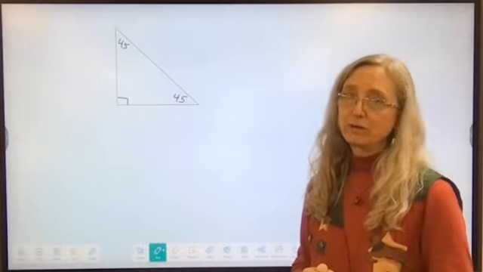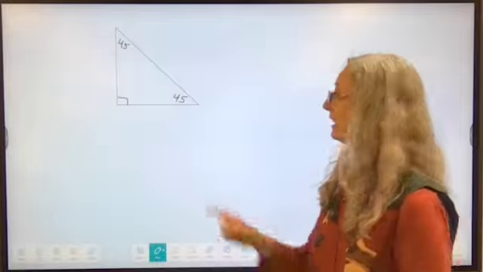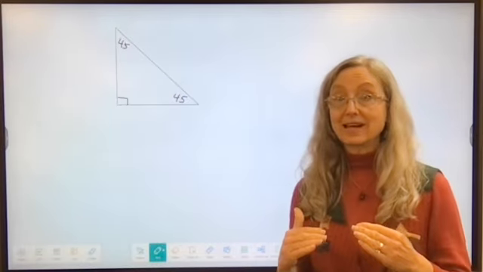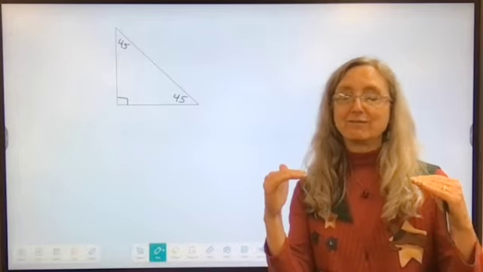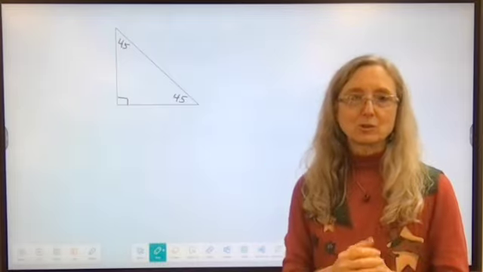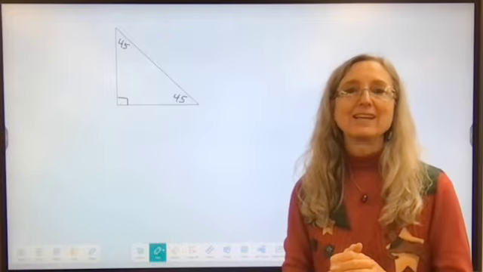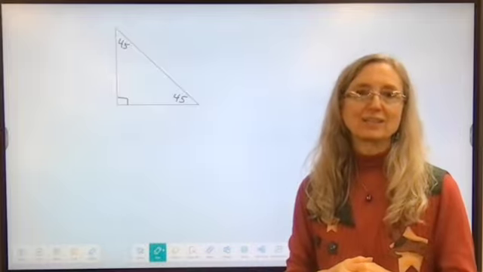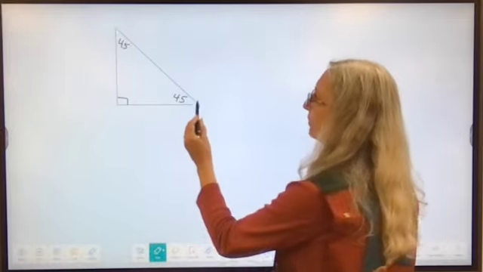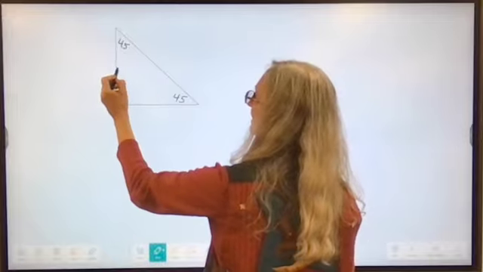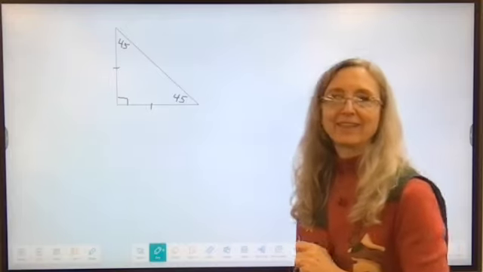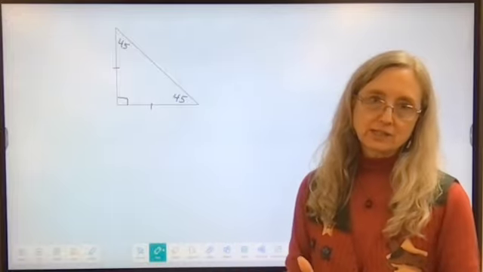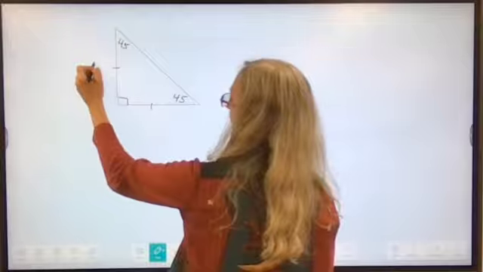This is the 45, 45, 90 right triangle. These two angles are the same, which means the sides across from them are the same. So this always will be an isosceles right triangle. Because these 45s are the same, these sides will be the same. I don't know what the length of that side is, but let's just say it's x.